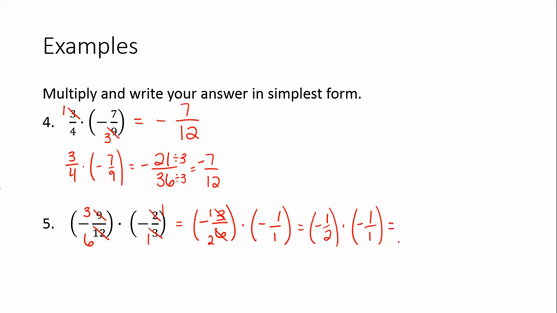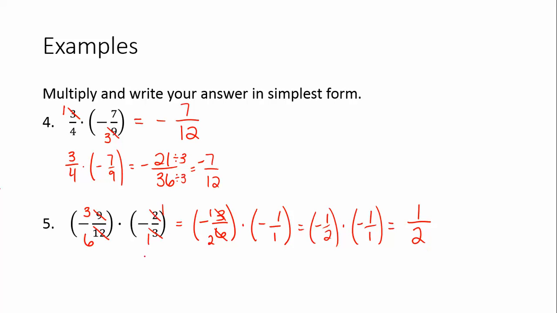So first we need to think about the sign of our answer. A negative times a negative is a positive. Multiply the numerators, 1 times 1. Multiply the denominators, 2 times 1. Our answer is a positive 1/2.